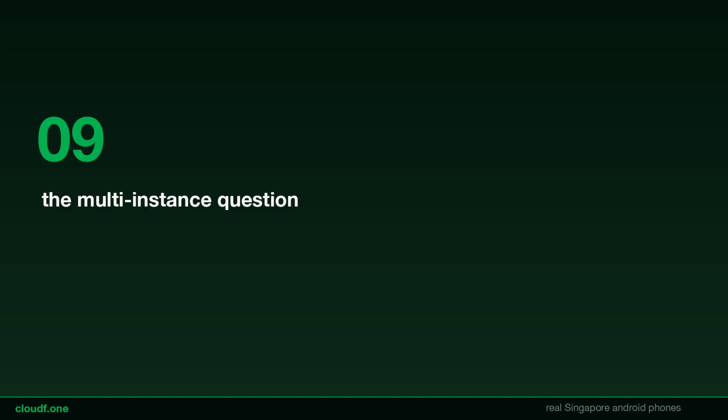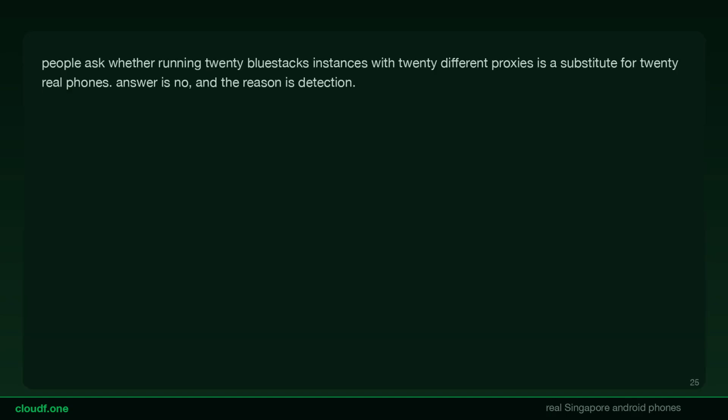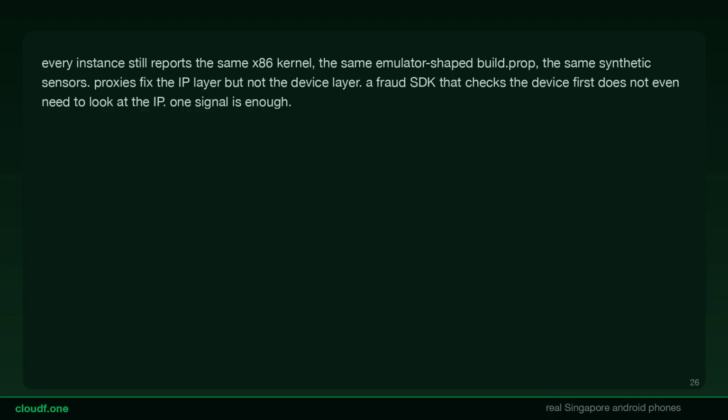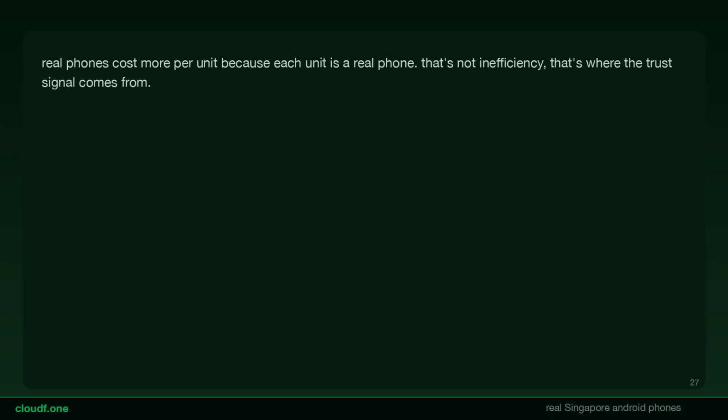Now, the multi-instance question. People ask whether running 20 BlueStacks instances with 20 different proxies is a substitute for 20 real phones. Answer is no, and the reason is detection. Every instance still reports the same x86 kernel, the same emulator-shaped build, the same synthetic sensors. Proxies fix the IP layer but not the device layer. A fraud SDK that checks the device first does not even need to look at the IP. One signal is enough. Real phones cost more per unit because each unit is a real phone. That's not inefficiency. That's where the trust signal comes from.